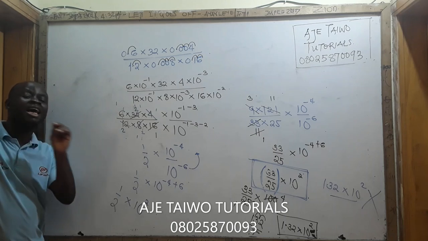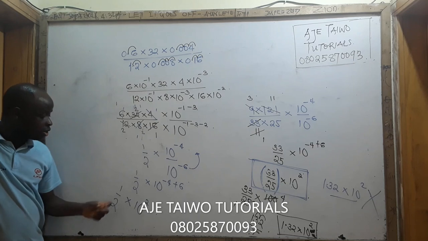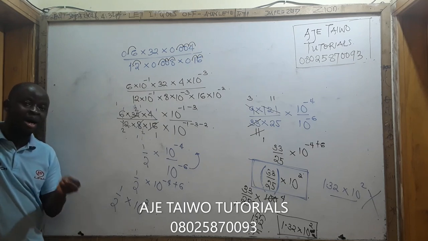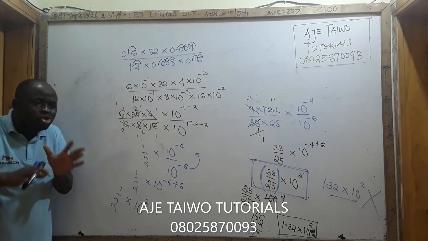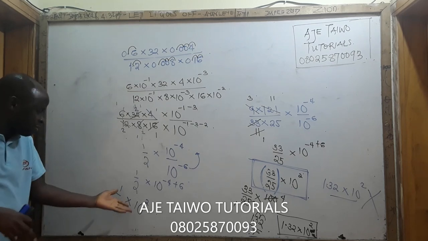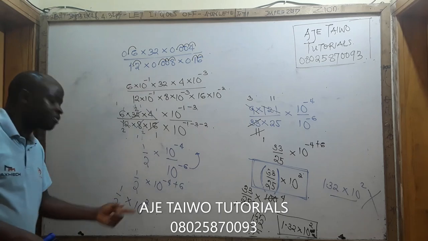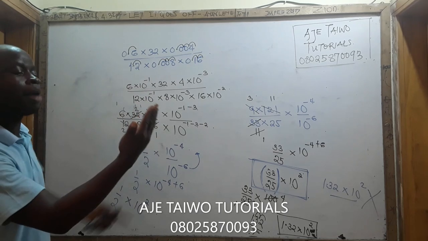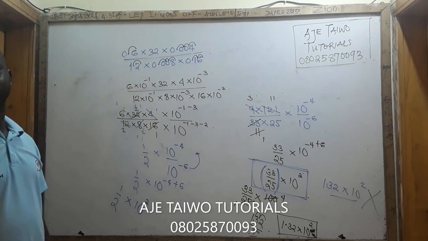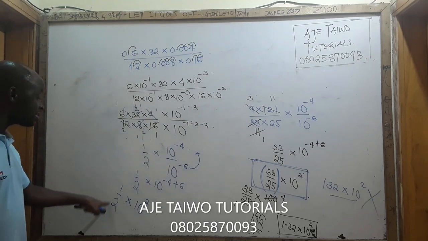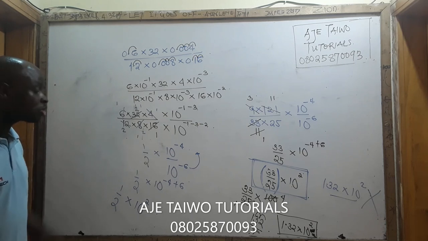Everybody in this life, even a KG student, knows that 1 over 2 is the same as 0.5. But we're not doing it because 1 over 2 is 0.5. There are some people also that don't even know that one. They will have to carry a calculator and press it. 1 over 2, 0.5. You must not show any sign of calculator usage here also. You must not show it.